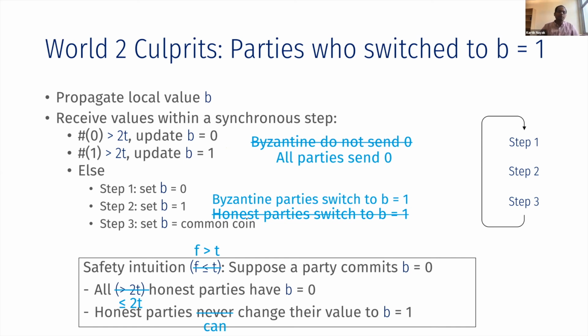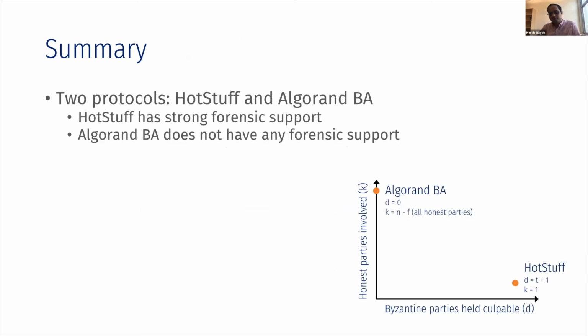So let me quickly summarize what we have learned over here. We looked at two different protocols, HotStuff and the BA protocol used in Algorand. We saw that at least one variant of HotStuff has a strong forensic support. And the BA protocol that we discussed from the Sheng paper does not have any forensic support. We did observe that implementation details really do matter in terms of what we can and cannot get.